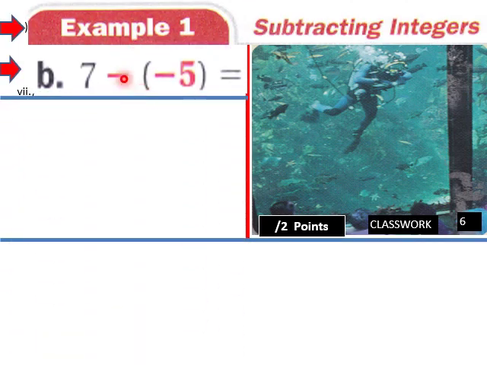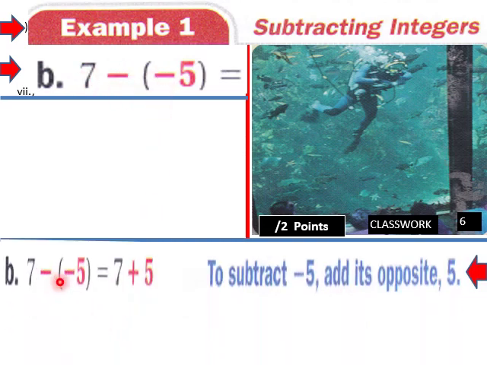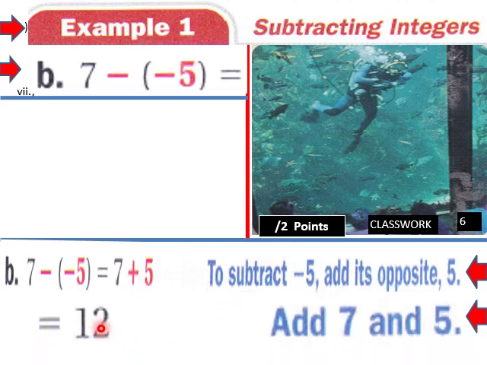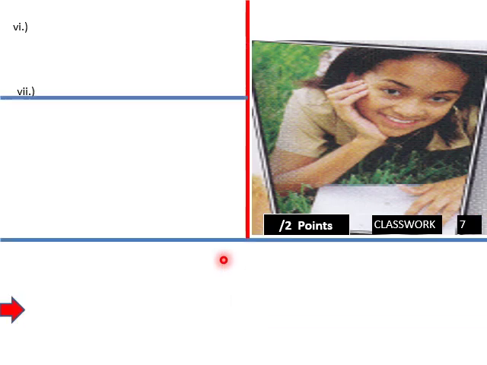And then continuation, part B, example 1. 7 minus a negative 5. So 7 minus a negative 5 would be the same thing. What's the negative of a negative? It'd be a positive. So 7 plus 5 would equal 12. So add 7 and 5.